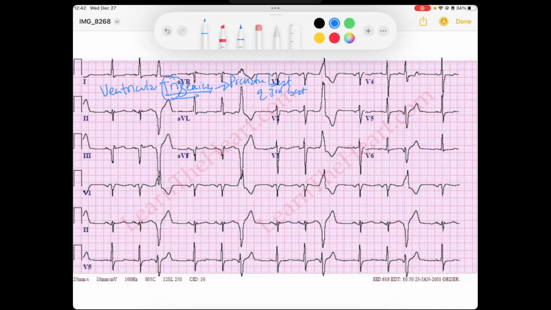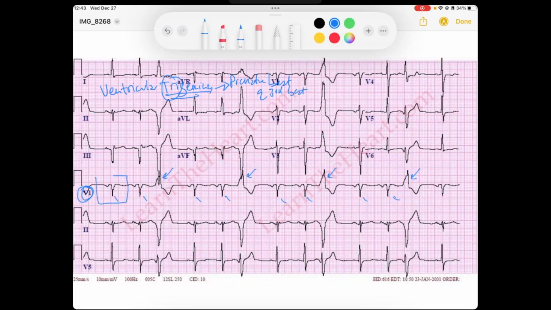Let's look down. I will say, I think the best lead to look at would be maybe V1. And so in V1, let's scan through. We've got normal QRS, funky, normal, funky, normal, funky, normal, funky. Okay, and let's look at our normal beats.